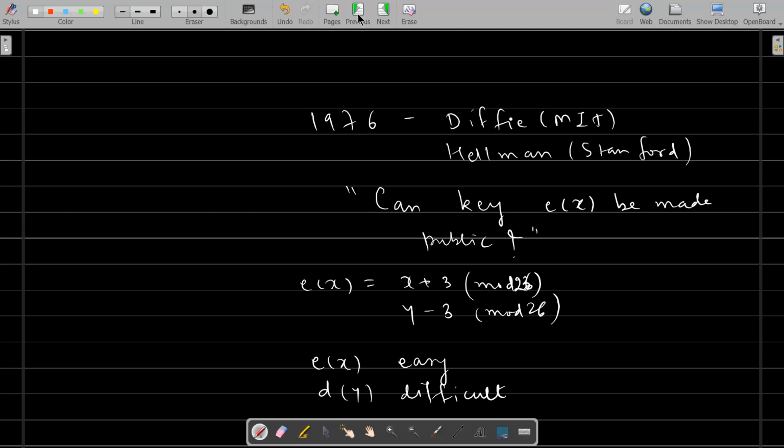So this was just a paper. They didn't give any particular method; it was in principle. Like, can we do this? It's a small paper actually.